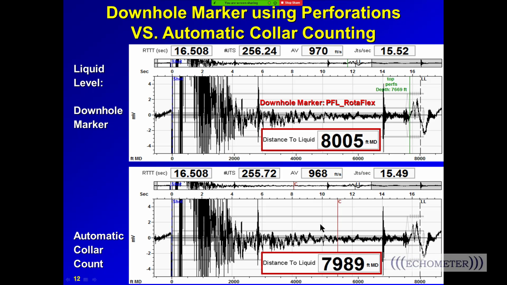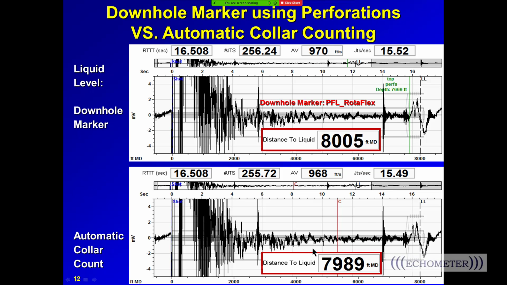The software stopped counting collars automatically at about 5,300 feet. The deeper you count the collars, the hotter the gas would be, and the higher the average acoustic velocity would be. So this gives us a more accurate distance to liquid because we have used a marker that's closest to the liquid level.